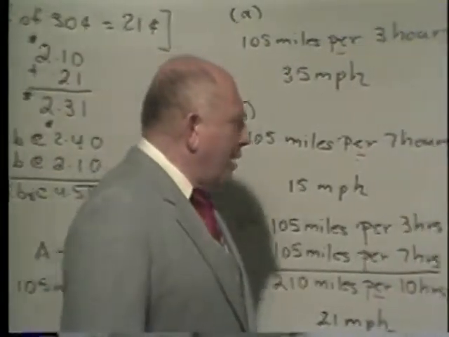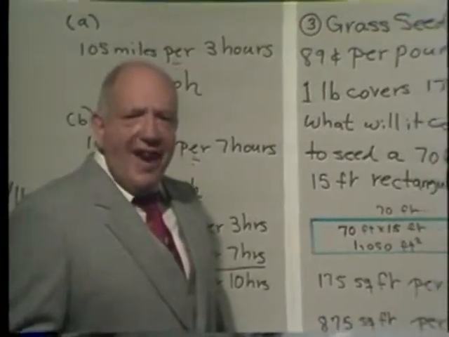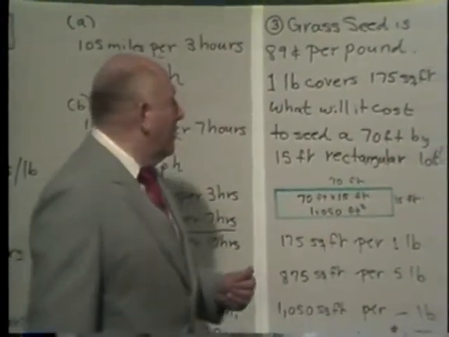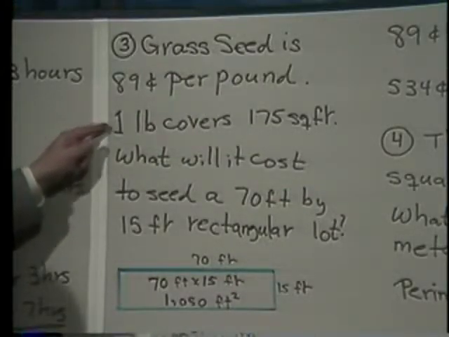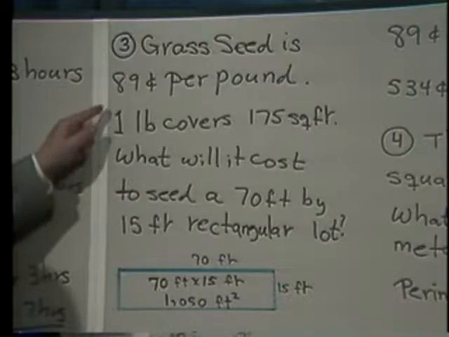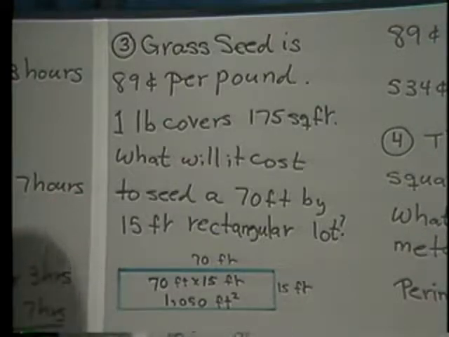All right, now we come to a problem in which we're going to have to use several different rates in the same problem. This is a multi-concept problem. I tell you that grass seed is 89 cents a pound. I also tell you that 1 pound has been shown to cover 175 square feet. And now what I want to know is, with this information, I have a rectangular lot that's 70 feet by 15 feet, and now I want to know how much it's going to cost me to get enough grass seed to seed this lot.